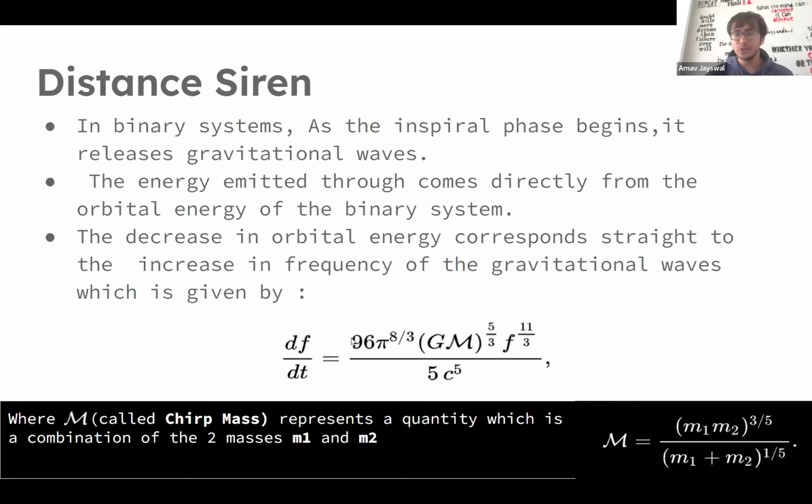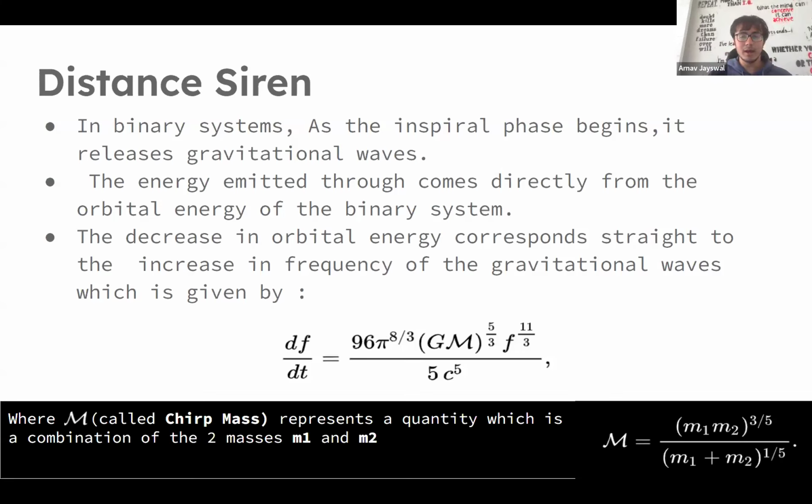df by dt is this huge expression. Let's not go into it. The derivation is not at all necessary for it. It's huge. But just consider this. So df by dt, where frequency is this differential equation, where the M is called a chirp mass. The chirp mass represents a quantity which is a combination of two masses, m1 and m2: m1 m2 raised to 3 by 5 divided by m1 plus m2 raised to 1 by 5. This is a chirp mass.